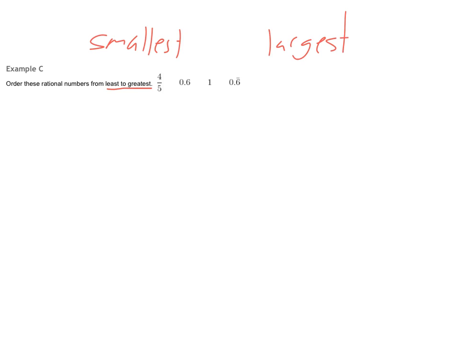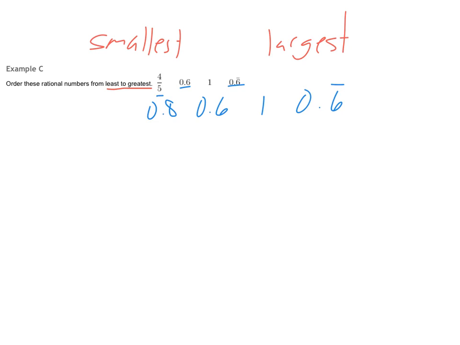Okay, so the first thing we need to do is take all these numbers and make sure they're in the same form. You'll notice that 4/5 is a fraction, and then these ones are in decimal form. So it's probably easiest to make these all into decimals. 4/5, if we divided 4 by 5, we would get 0.8. So we've got 0.8, 0.6, 1, and 0.6 repeating.